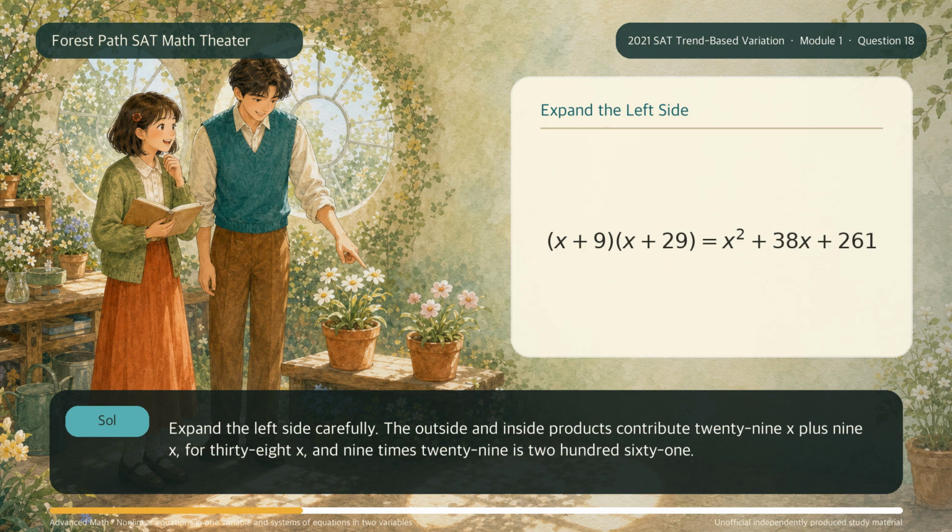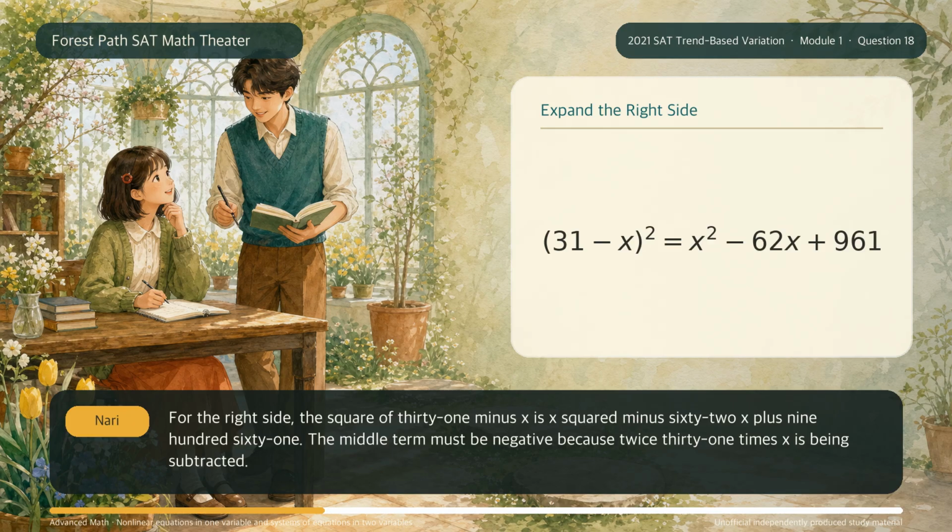Expand the left side carefully. The outside and inside products contribute 29x plus 9x for 38x, and 9 times 29 is 261. For the right side, the square of 31 minus x is x squared minus 62x plus 961. The middle term must be negative because twice 31 times x is being subtracted.